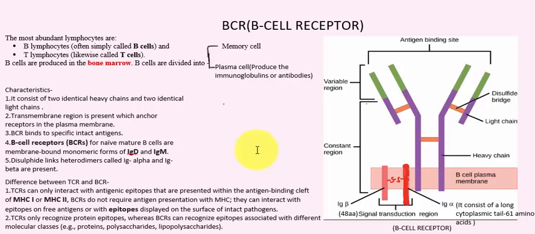The next point is TCR only recognizes protein epitopes. In case of TCR, the nature of the epitope is only protein. But in case of BCR, the epitopes are associated with different molecular masses such as proteins, polysaccharide and lipopolysaccharide.